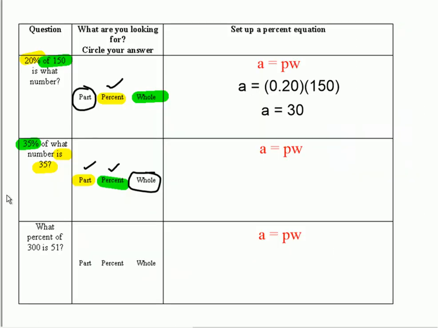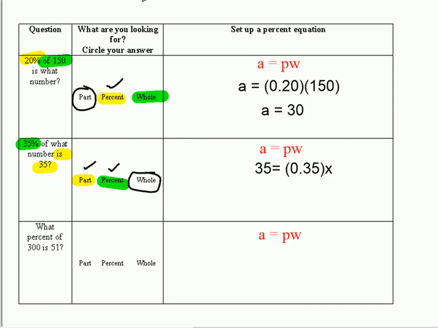Good? Okay, we're going back. So now I'm going to set up this equation. This time, the part I have, so that's 35. 35 is 35%. So again, changing that percent to a decimal should be really easy for you, just 0.35. And then the whole is what I don't have, so I'm going to call that x.